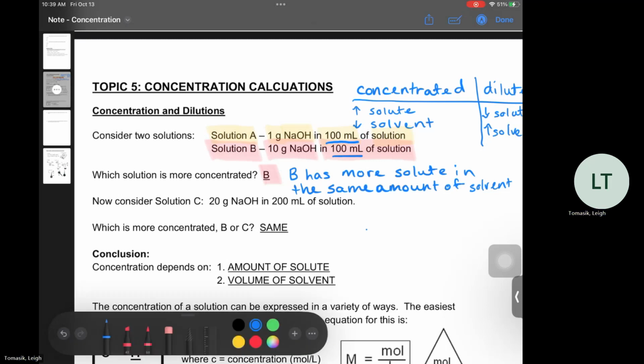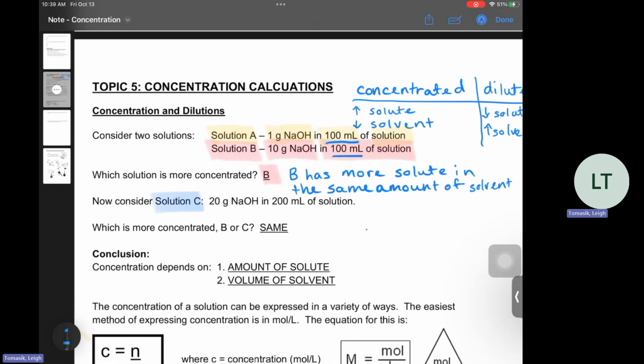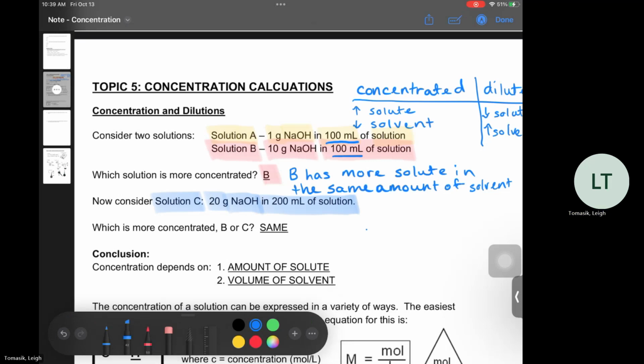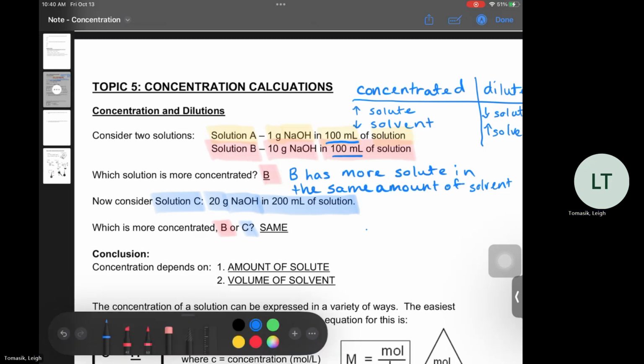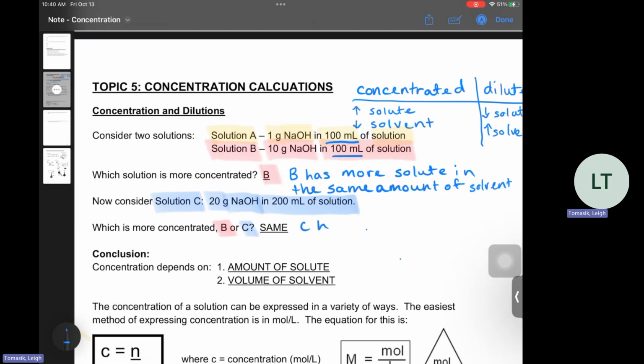I will give you solution C. Solution C has 20 grams of sodium hydroxide, but in 200 milliliters of solution. So if we compare C and B, they would be the same, right? So C has 2 times the solute, but also 2 times the solvent.